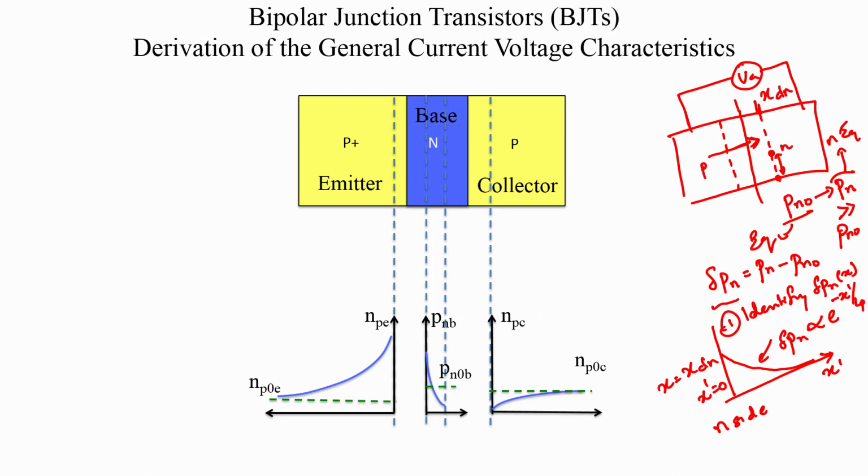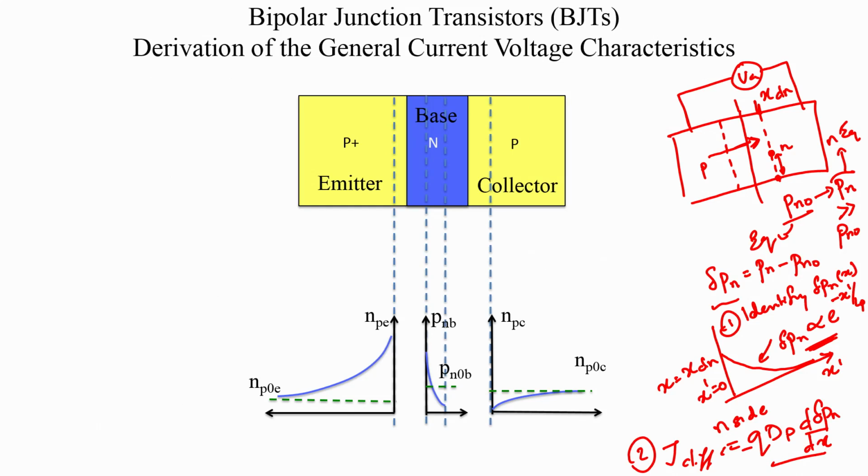And then after identifying this gradient, we said we will now derive the current voltage characteristics, because the current is a diffusion current. We said that the current was minus q Dp d delta Pn by dx on the N side, and that was the current density. We are going to do the same thing here.